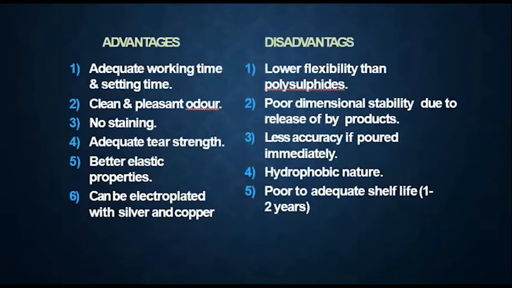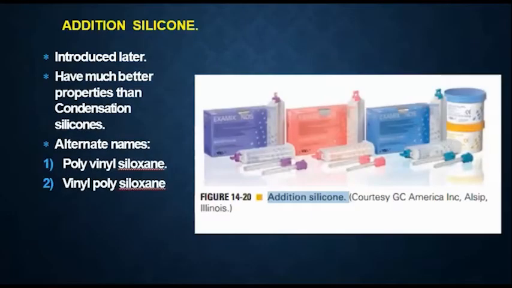Now coming to advantages of condensation silicone, it has adequate working time, it has a clean and clear, pleasant odor that does not stain the cloth, has adequate tear strength, better elastic properties, and can be electroplated with silver and copper. But disadvantages is less flexible when compared to polysulfides, has poor dimensional stability and less accurate if poured immediately, and they are of hydrophobic nature, that is they repel water, and has a poor adequate shelf life of 1 to 2 years. Now coming to addition silicone, these were introduced later to overcome the disadvantages of condensation silicone.